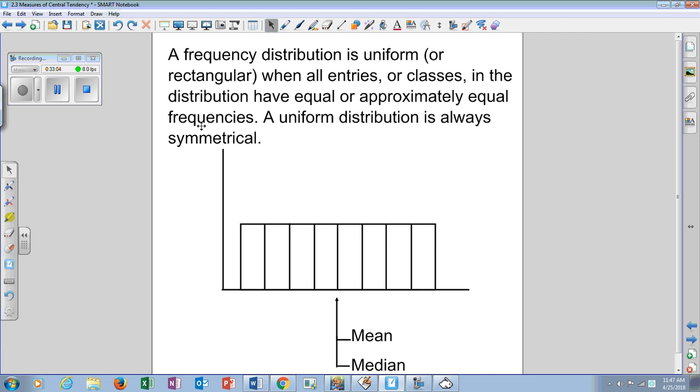A frequency distribution is uniform or rectangular when all the entries or classes in the distribution have equal or approximately equal frequencies. So this will be a uniform distribution. This is straight across on the top, and every class is exactly the same as the one before it and the one after it.